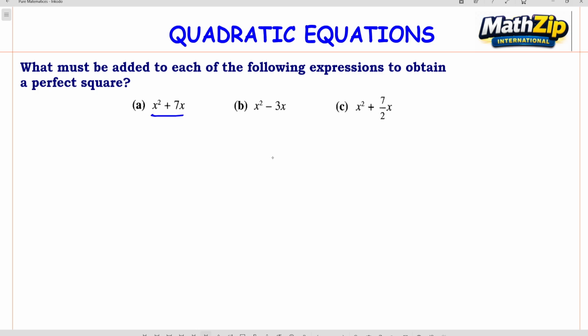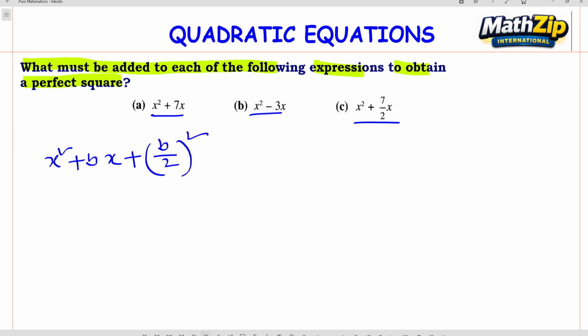x square plus 7x, x square minus 3x, and x square plus 7 by 2x. What must be added to each of the following expressions to obtain a perfect square? To make each expression a perfect square, we have to make it like x square plus bx plus (b by 2) square. It means it will be (x plus b by 2) whole square, and this one is a perfect square.